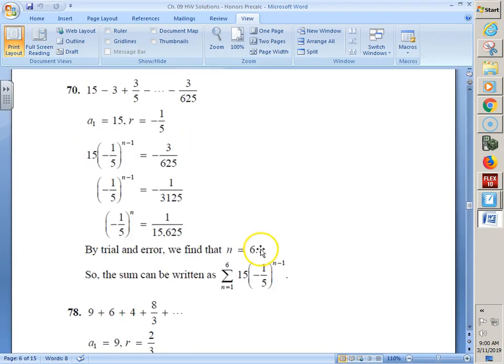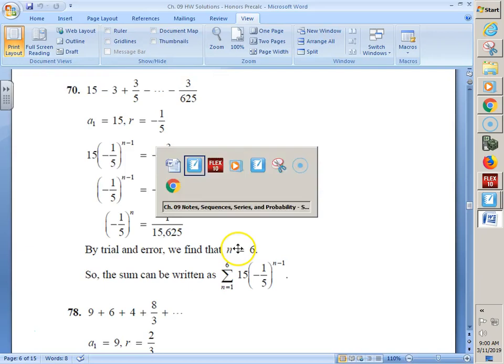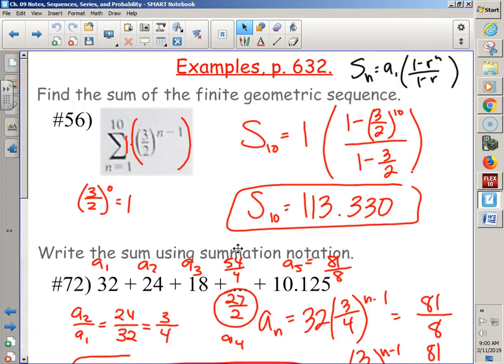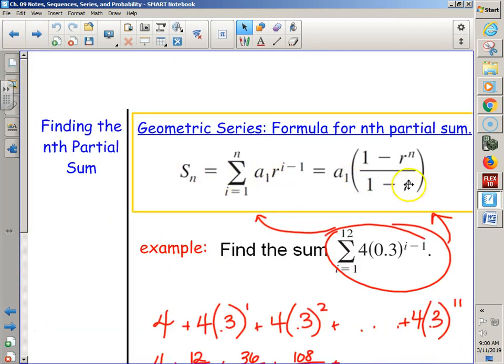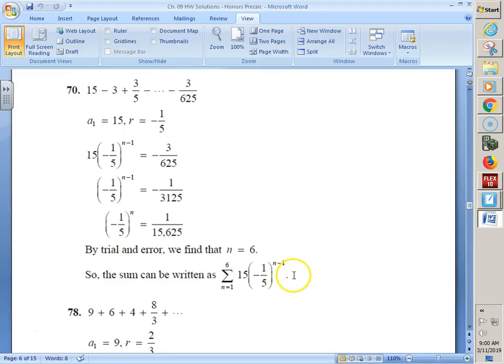That's 12.5. Number 70. It took them a while, but they figured out eventually that this -3 over 625, it took 6 terms to get there. So you wanted to find the 6th partial sum. And so you could plug into your summation formula that we saw on Friday, how to go from an S sub n to an actual sigma. That's what they did, and they plugged in.